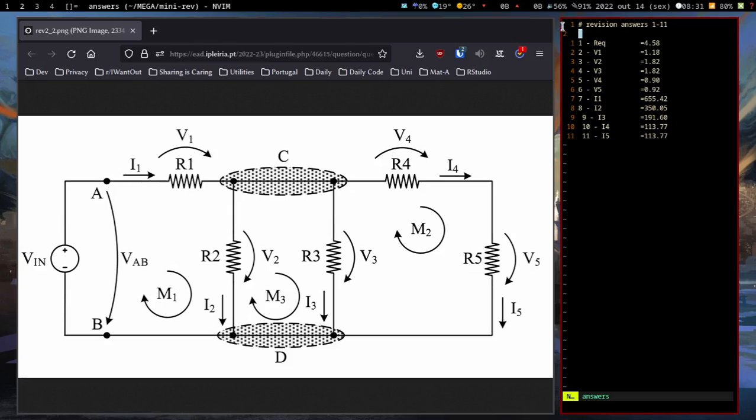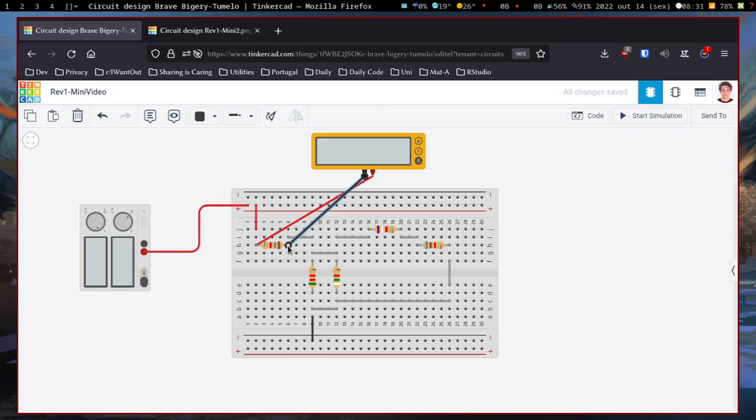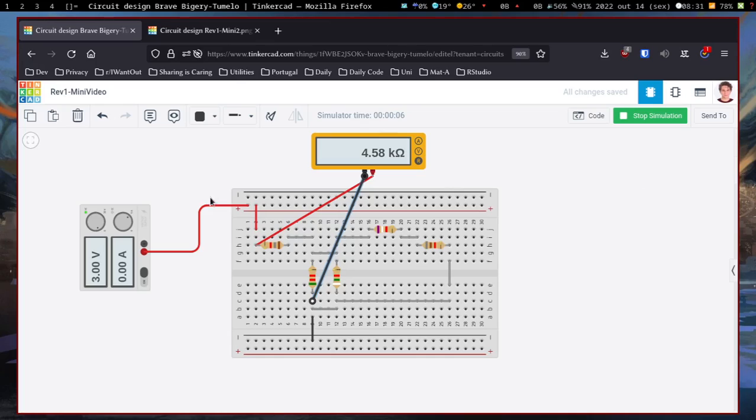The question right here is not about the resistance, it's about the equivalent resistance. In other words, the resistance of the entire system. To do that, instead of putting this in this point right here, we put it right here at the end of our system. Result 4.58. This is how you measure resistances. You need to put things in parallel with the object you are taking the measurement from.